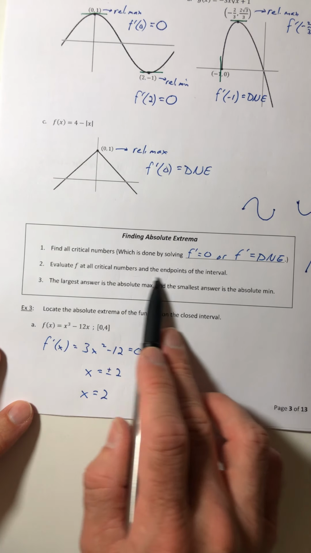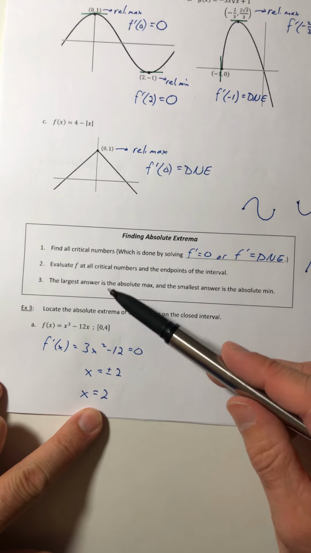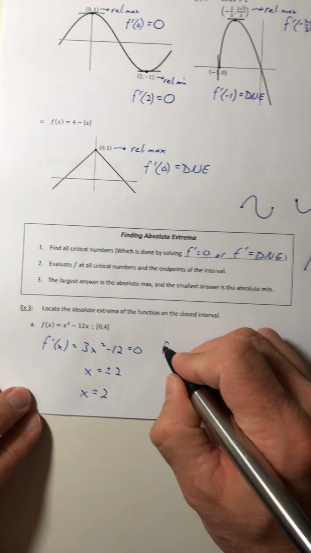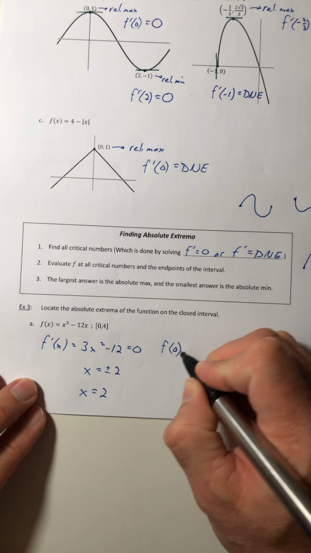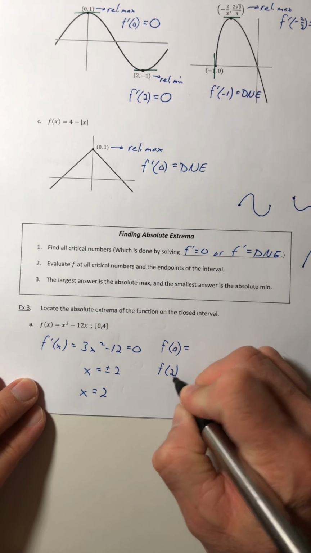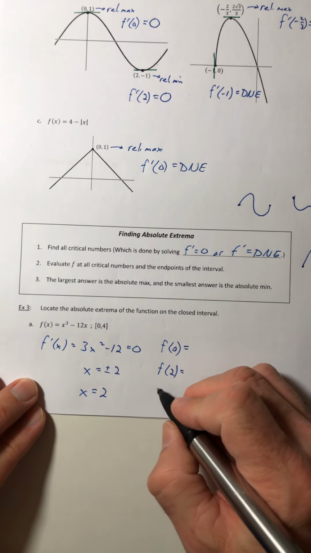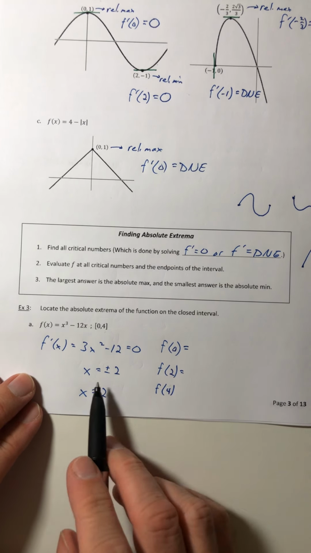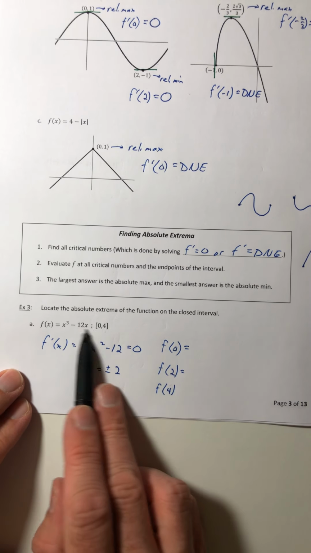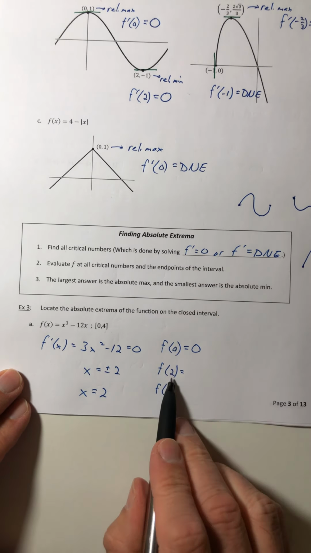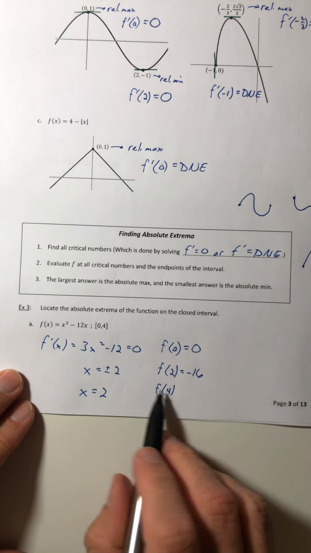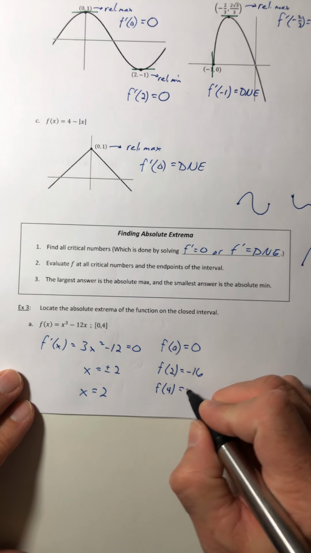Step two, evaluate the function at the critical numbers and the endpoints of the interval. So I have three things to evaluate. So f of 0, f of 2, and f of 4. And you're going to go back to the original function to do this. So if I plug in the 0 for x, that gives me 0. If I plug in 2, that gives me negative 16. If I plug in the 4, I get a positive 16.